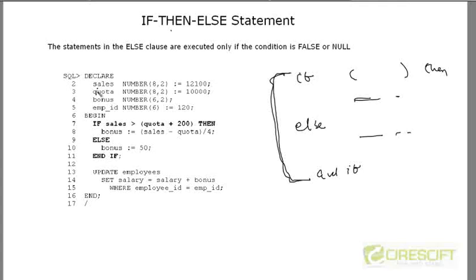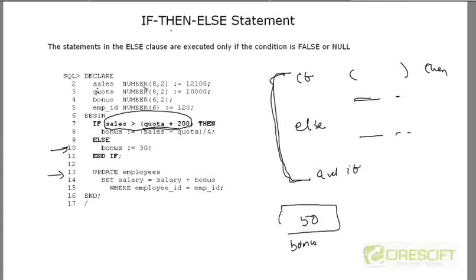In this case, again sales quota, and then sales is 12,100, and then this value is 12,200. So therefore this is false, and if it's false, then it's going to line number 10 because it's going to go to the else block. And then I set the value of bonus to 50. Okay, this bonus is 50 now. And then end if.